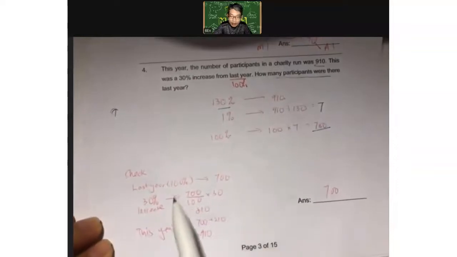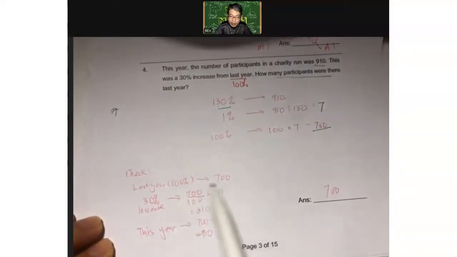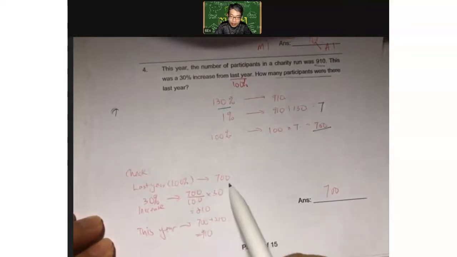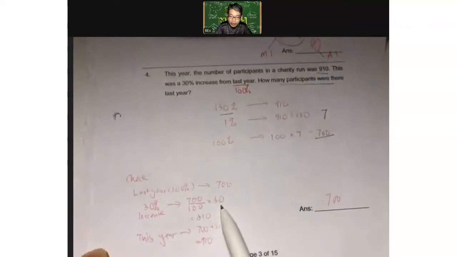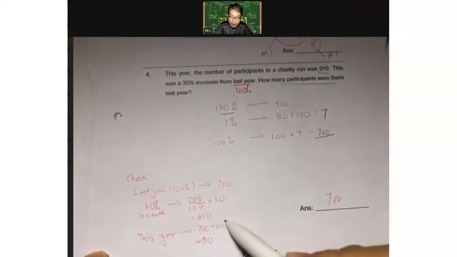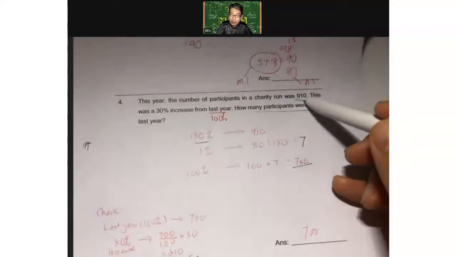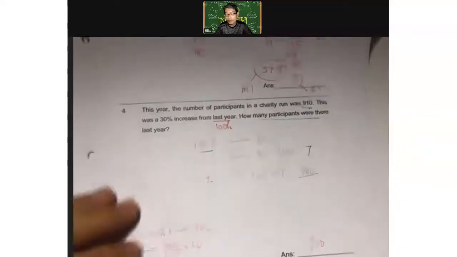How can you check your answer? You can check it this way. If last year is equivalent to 100% and there are 700 participants, let's find out what is the 30% increase. 700 divided by 100, you get 1% first. Then 1% times 30, 30% increase will be equivalent to 210. Then you have the 210 increase plus the original from last year. You have 910, which is the number of participants this year.